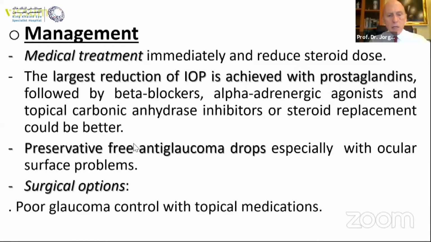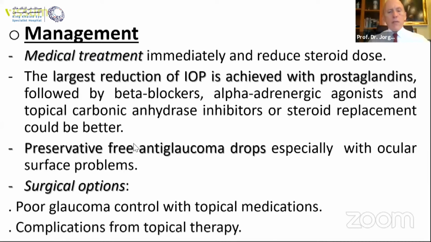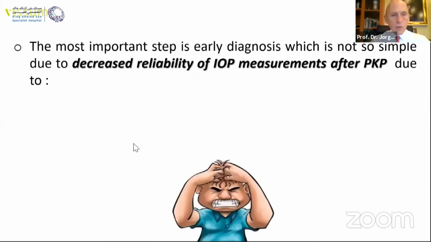Surgical options indeed have to be considered when you don't have adequate response to topical medication, and you have complications of topical therapy, and the main ones are the complications related to the toxicity of the medication. So the medication is indeed one risk factor in itself in the failure of corneal graft, and you have to take care how to use it.